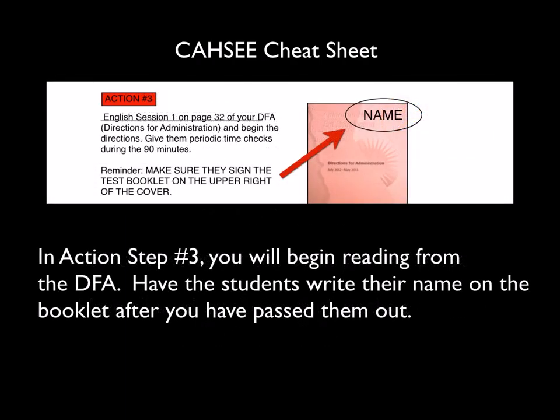In action step number 3, you will begin reading from the DFA. One of the first things you do is to hand out the test booklets. Have them write their names on the front of the testing booklet once they receive them. This is very important in case their testing booklet becomes separated from their answer document.